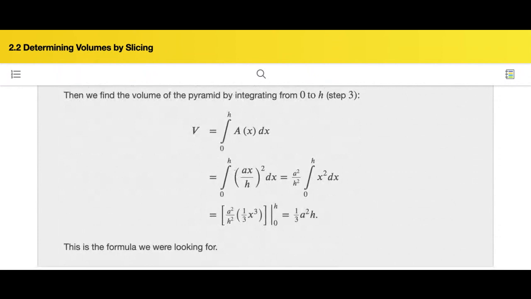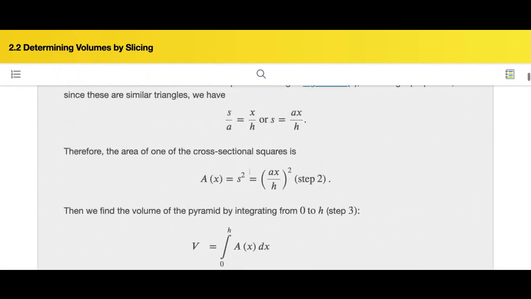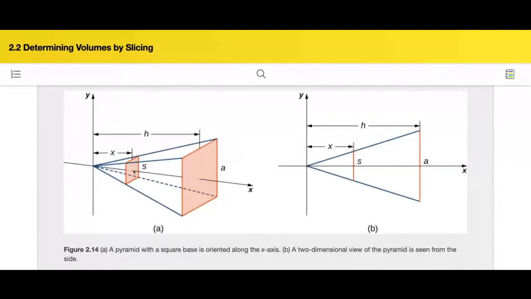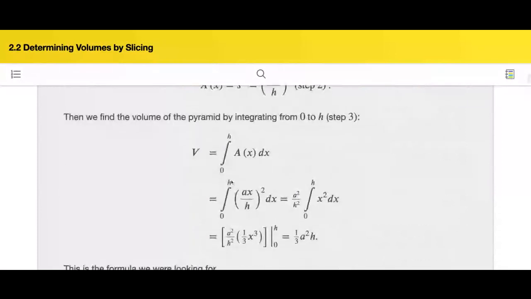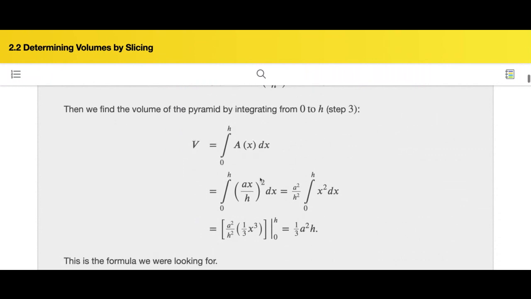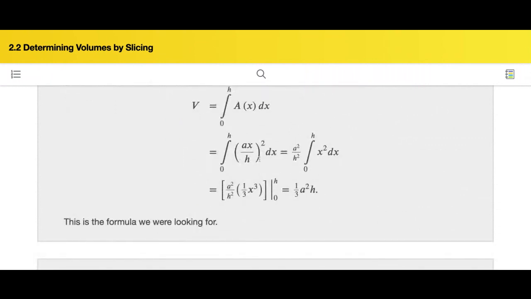Then we just set up the integral, right? We add up all those infinitely many squares, the areas of the squares, over the interval from 0 to H. So we set up an integral, lower limit 0, upper limit H, of the area of the square, (AX divided by H) squared. A and H we treat as numbers. Only X is the variable. So we just get X squared as the integrand.